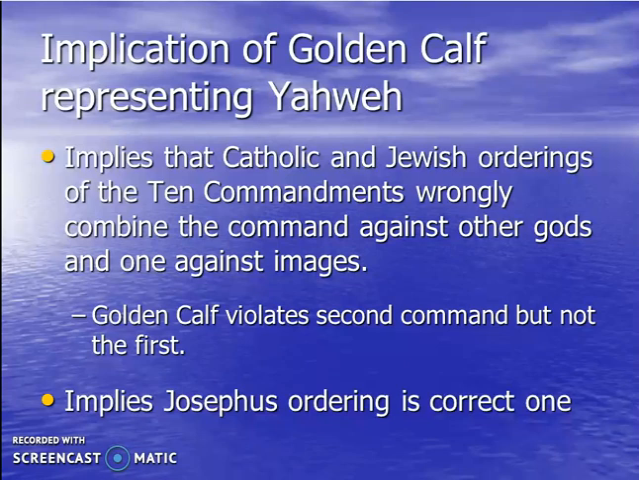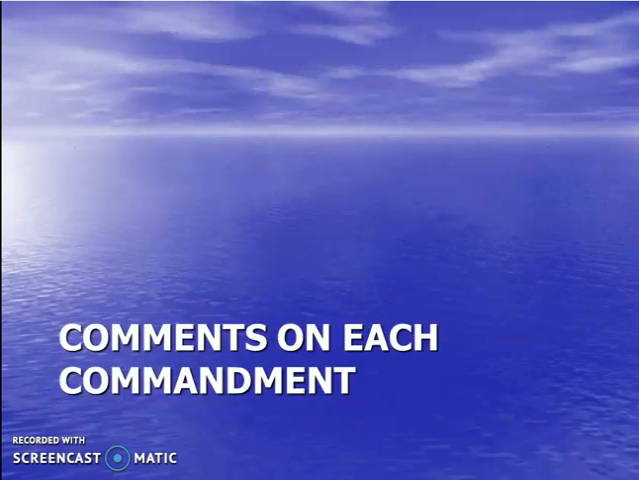So in our view, both the Catholic and Jewish orderings of the Ten Commandments wrongly combine the command against other gods and the command against images. The golden calf in Exodus 32 violates the second command, but it does not violate the first, and it implies that Josephus got it right in his ordering of the Ten Commandments. A few brief comments on each of the Ten Commandments.